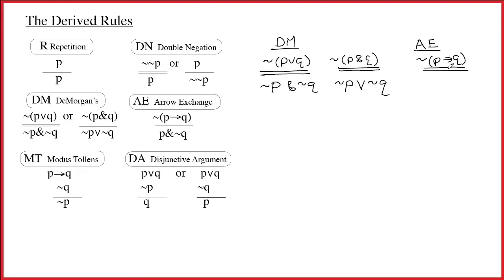Arrow exchange is a little bit different. For arrow exchange, the arrow turns into an ampersand, and then the P comes down without any changes, and the Q part gets the tilde. This might be the least intuitive of all the rules. For a story, the one that I tell for myself is that this says it's false that if you're a prince, then you will grow up to be queen. So you're the prince, and you don't grow up to be queen.